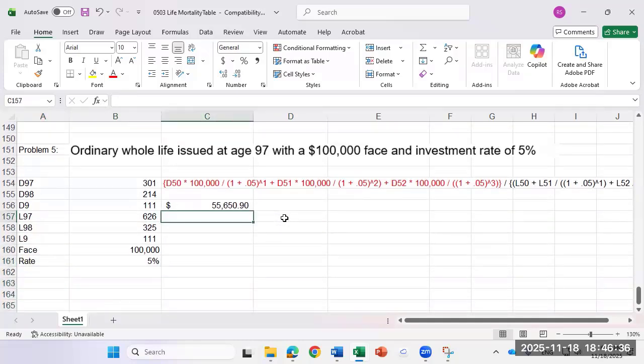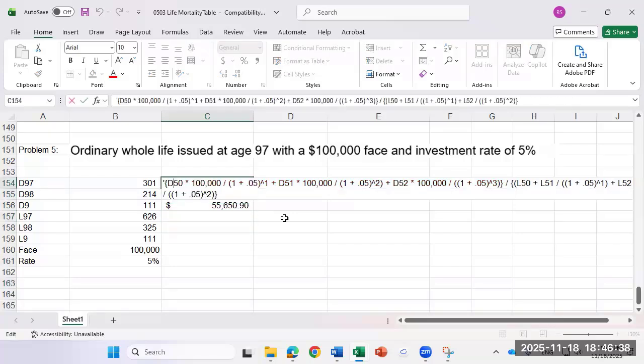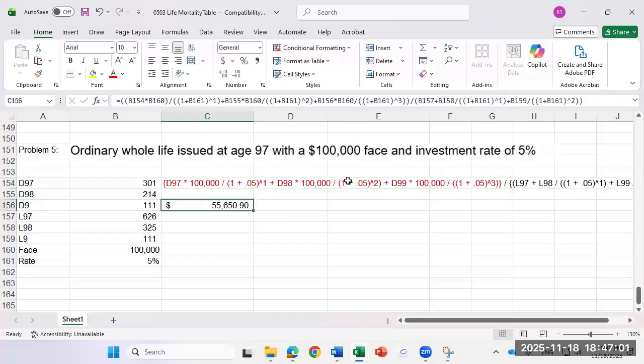So yeah, there's the formula. All we got to do is replace the 50 with the 97, the 51 with the 98, 52 with the 99, L97, L98. Everything else is exactly the same.